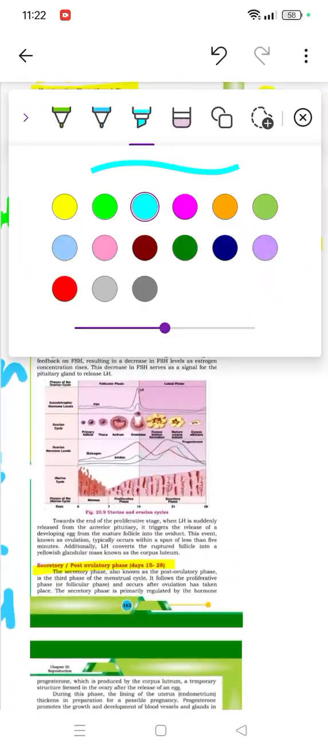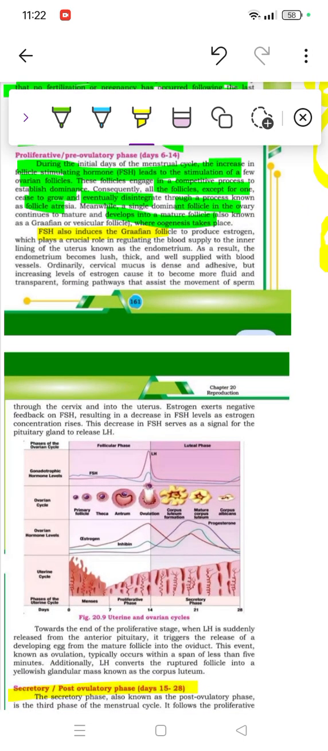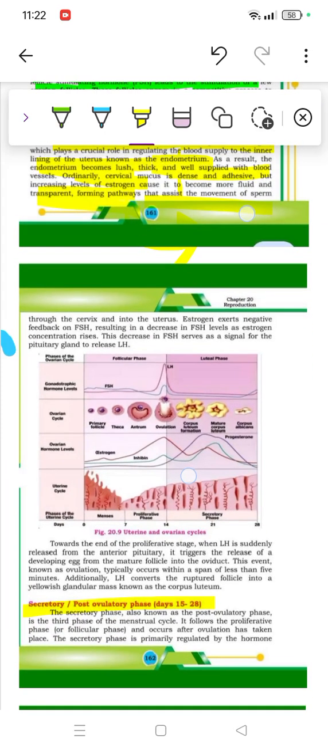So let's see what's written more. Here FSH stimulates the Graafian follicles to produce estrogen, which acts on the lining of the uterus, known as the endometrium. As a result, the endometrium becomes lush, thick and well supplied with blood vessels. Ordinarily cervical mucus is dense and adhesive, but with increasing estrogen it becomes more fluid and transparent, forming a pathway to assist the movement of sperm, and estrogen forms negative feedback on FSH. I'm sure it will be clear.